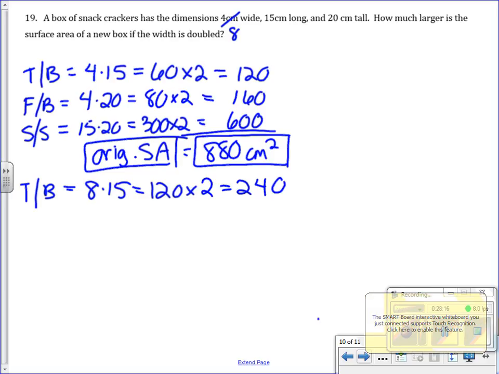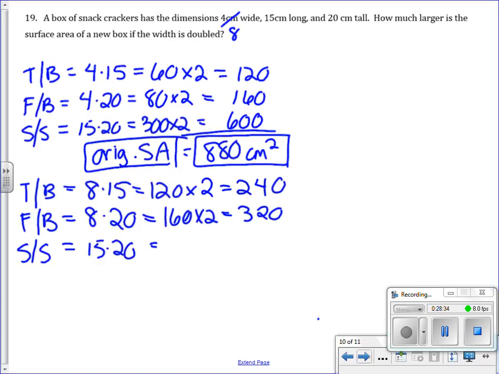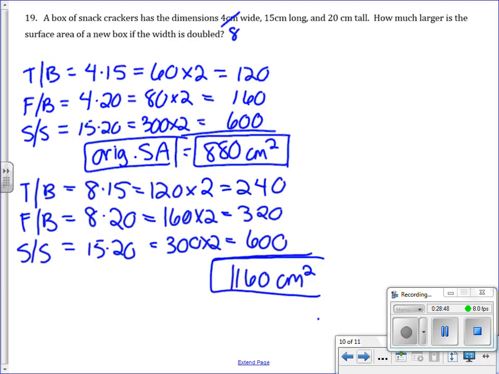Then I have the front and back. And again, I'm going to change the 4 to an 8, so it's 8 times 20. And I get 160 times 2 gives me 320. And then I have side and side. Now, this is going to be the same. This is still going to be 15 times 20, which is going to be 300. Times 2, which gives me 600. And again, I'm going to add all those up, and now I get 1160 centimeters squared. This is my new volume, or excuse me, my new surface area.